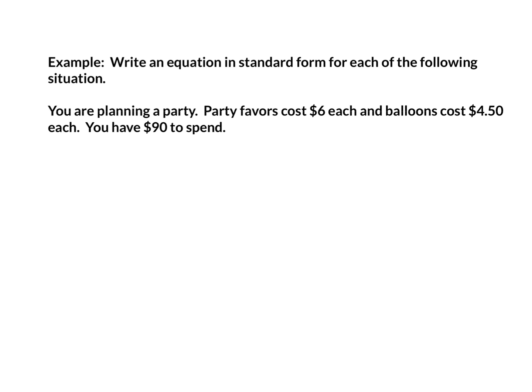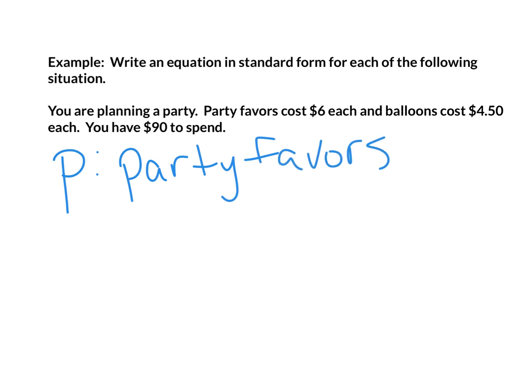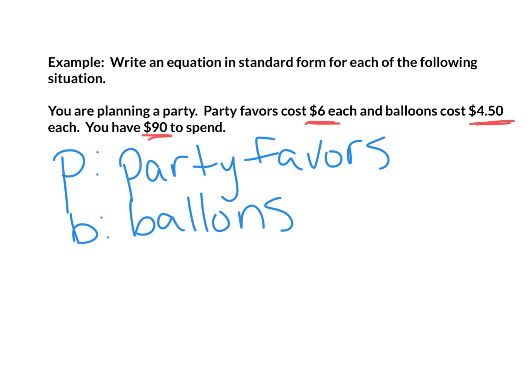Generally, when we're defining our variables, we're going to choose letters that make sense in terms of the context. So I'm going to use P for party favors and B for balloons. Now that I've defined my variables, I'm going to be looking in my problem for my rates. I see the word each, and that is one keyword to define a rate. So my first rate is $6. The second rate I see is $4.50, which means the $90 is my total.